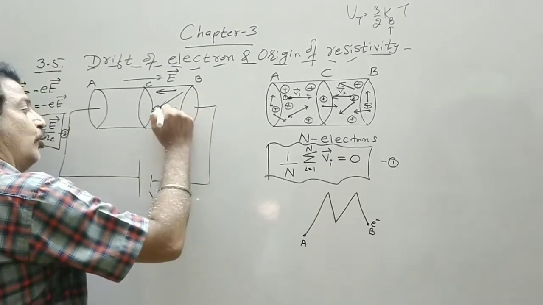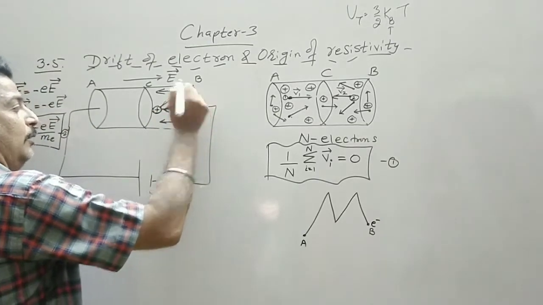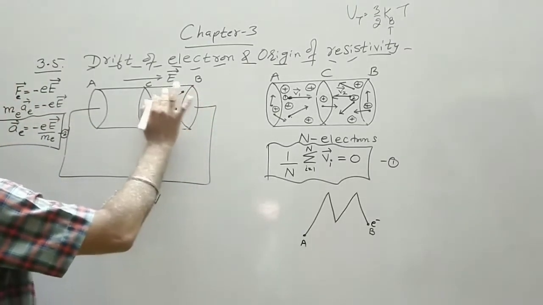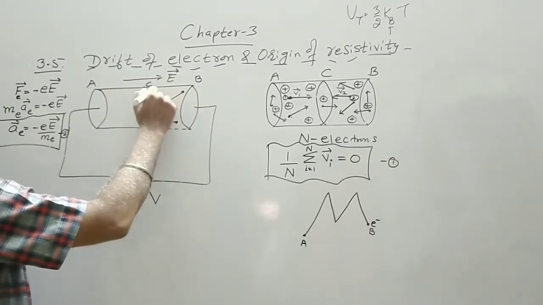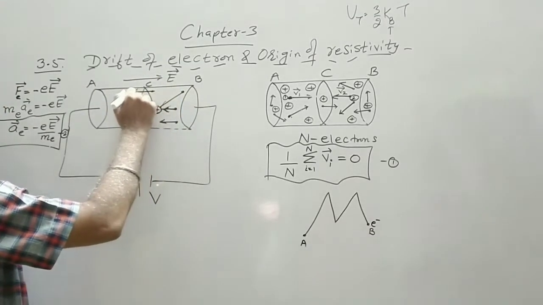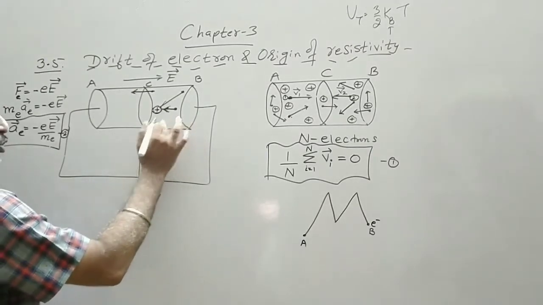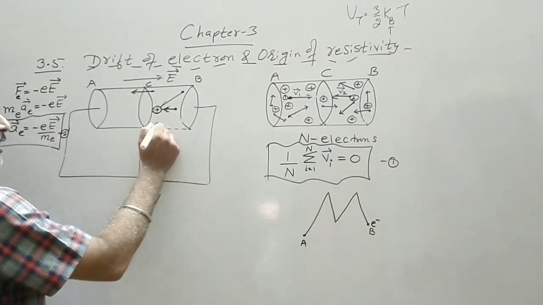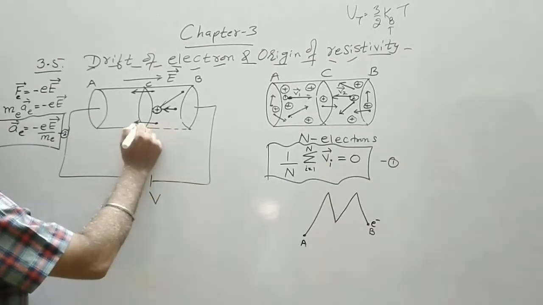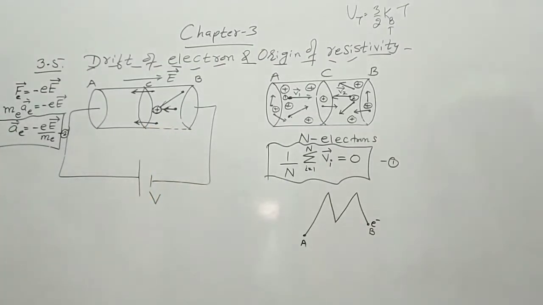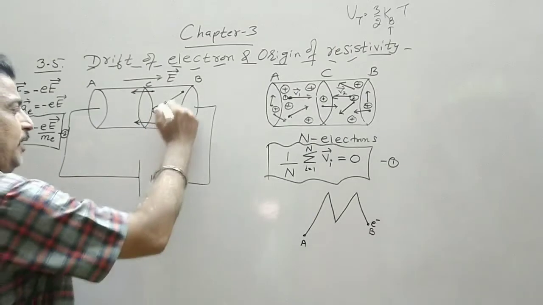Say after colliding this electron comes here. This electron has not faced any collision, so it may be at this position. This also we assume has not faced any collision, so it will be moving like this. So we are trying to concentrate on one electron.